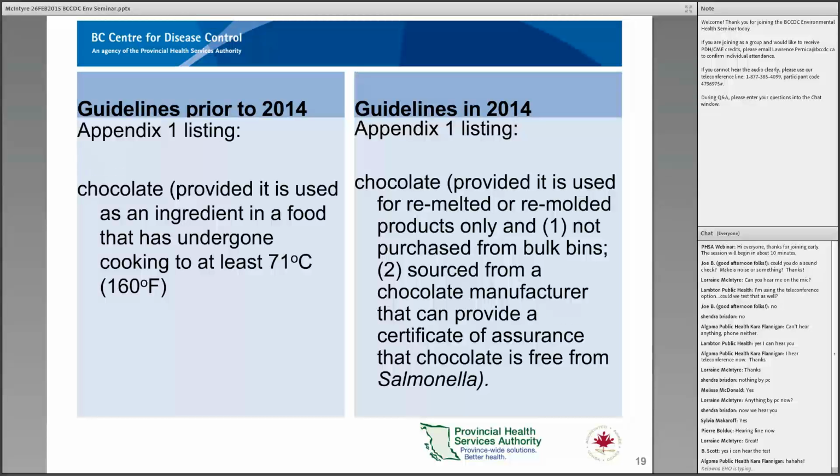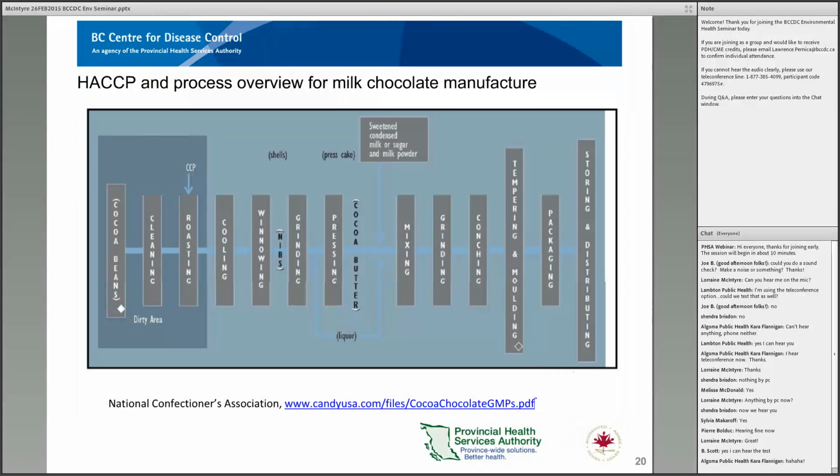But so now we have chocolate, provided it is used for remelted or remolded products, and that it's not purchased from bulk bins, and that it's sourced from a manufacturer that can provide a COA. That is what we now allow for use. So why did we determine this was bad advice? Okay, first let's learn a little bit about how chocolate is made.